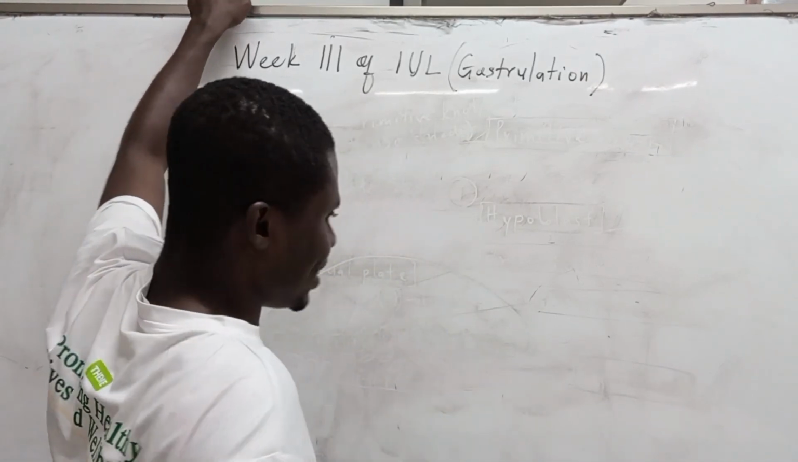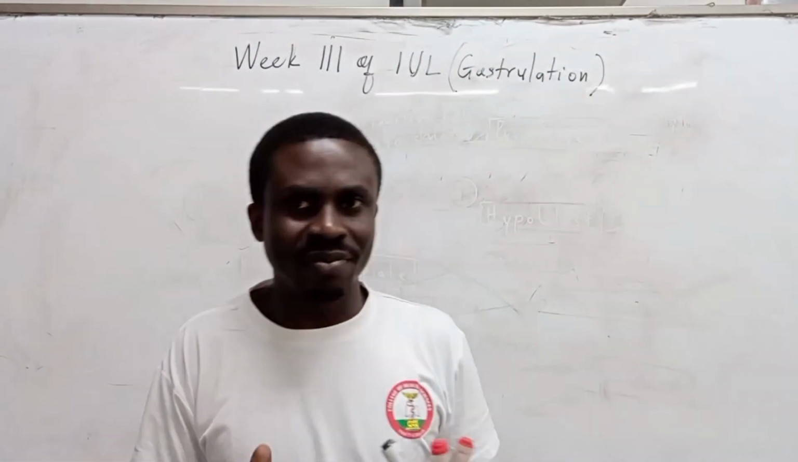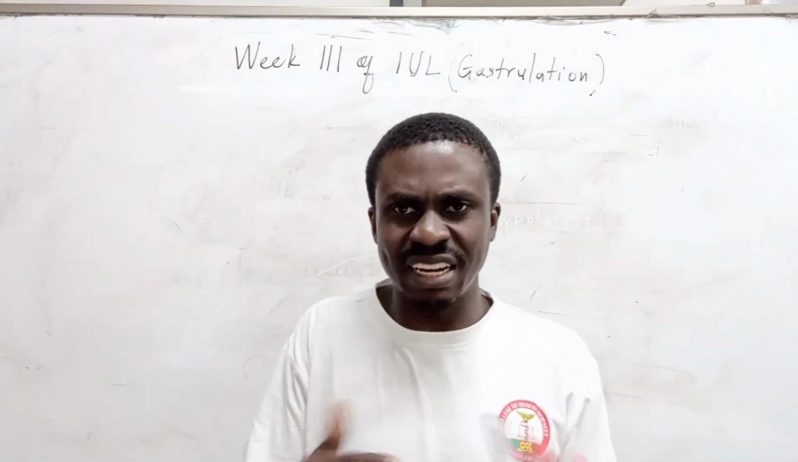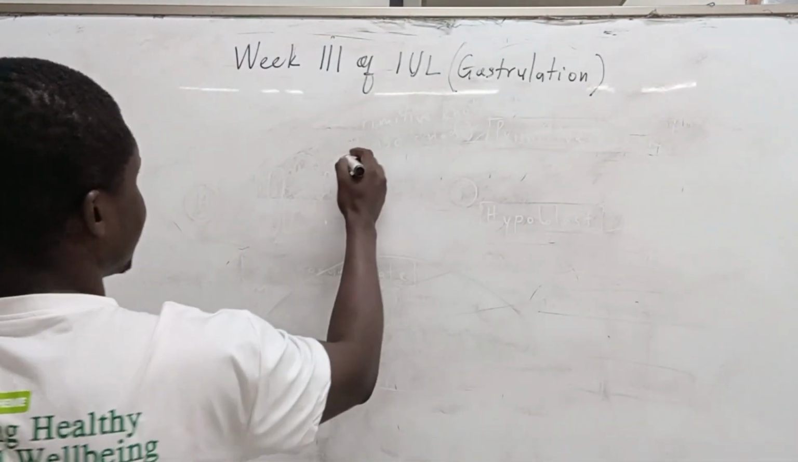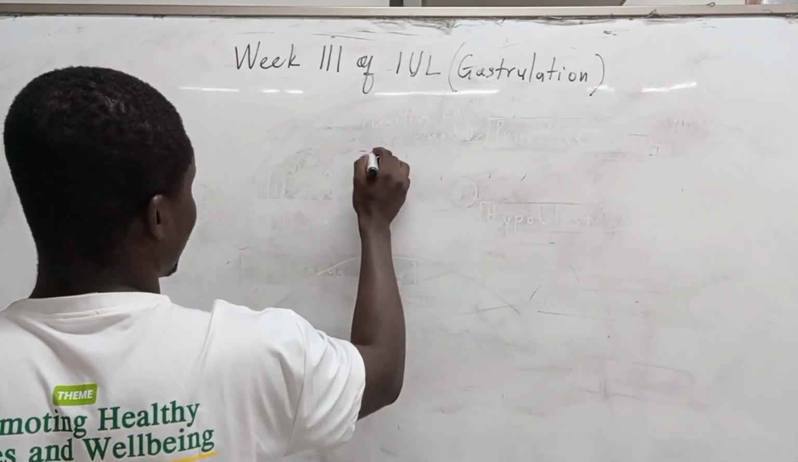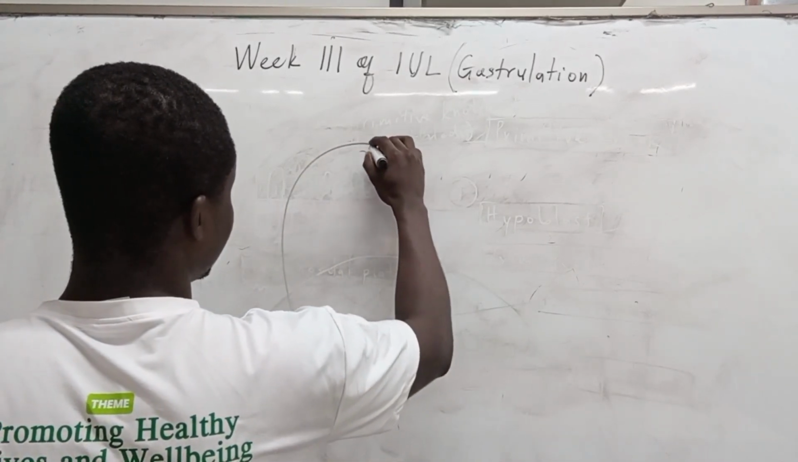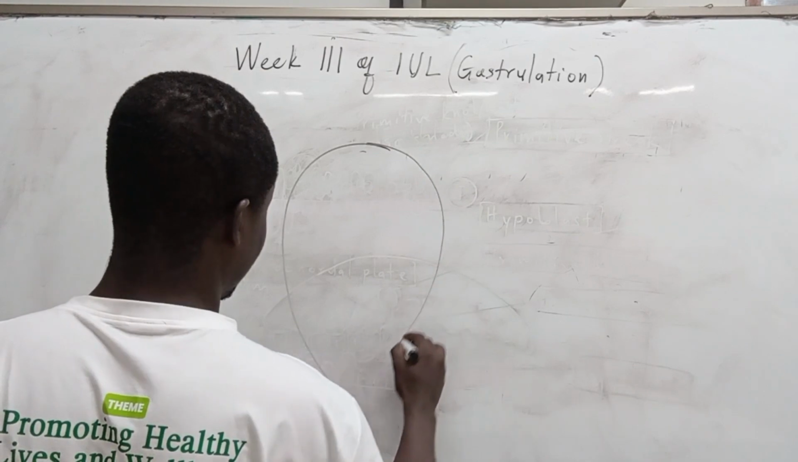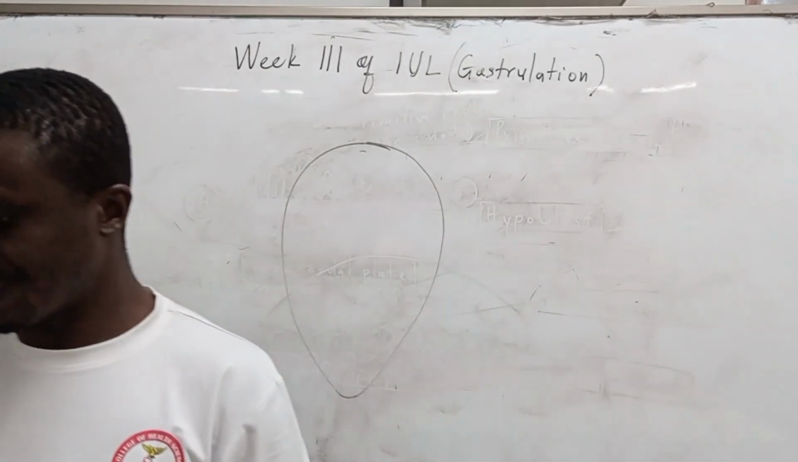Now, at this point, in the 3rd week of intrauterine life, the embryo is slipper shaped, looks like a slipper. So something that when we draw, okay, so that's how it looks like.